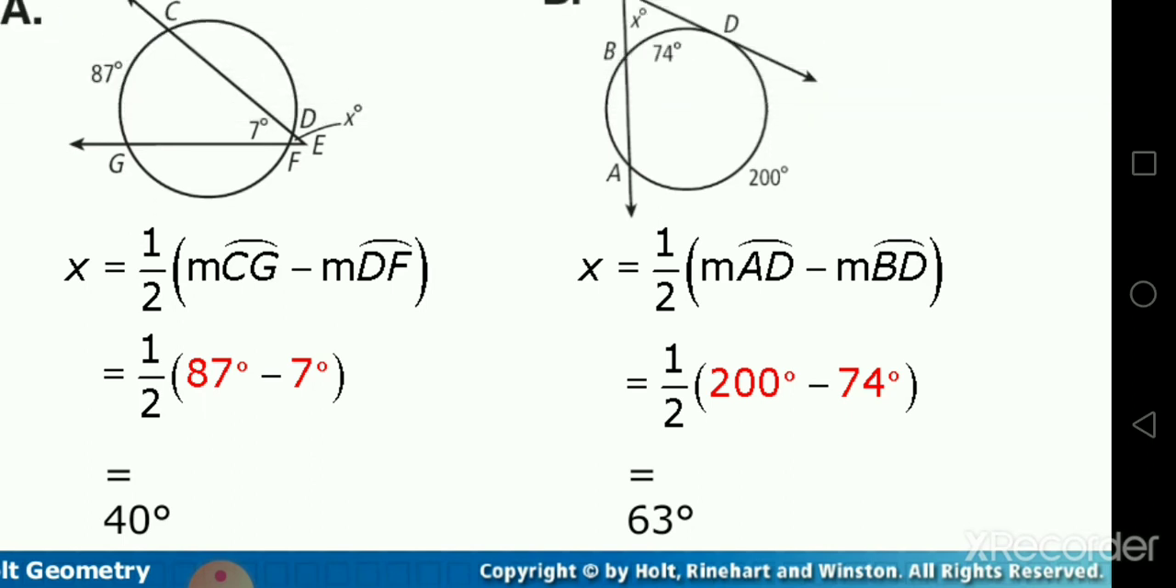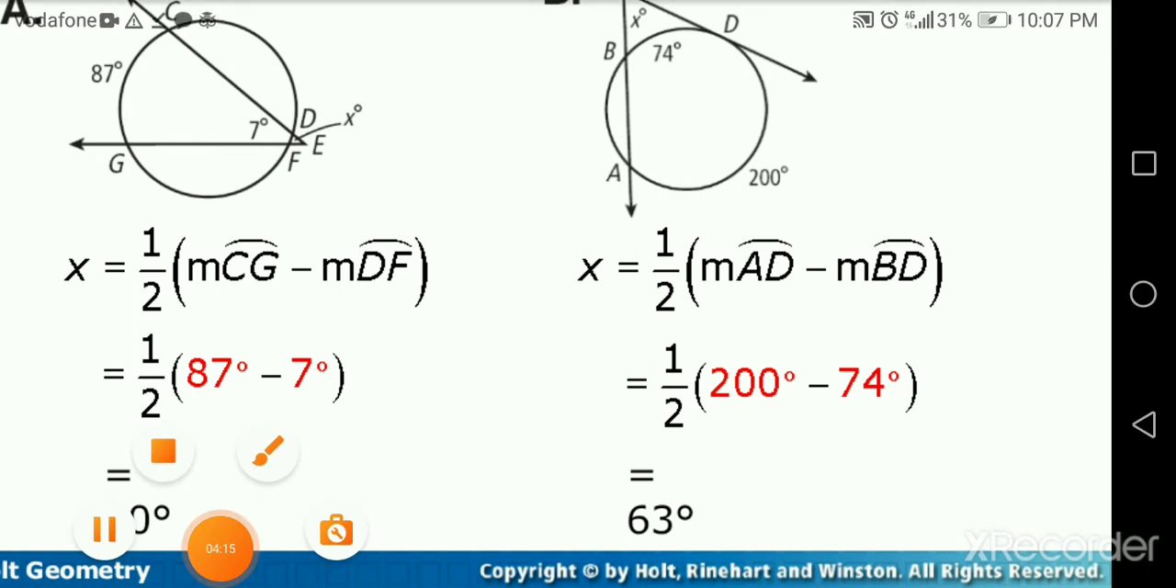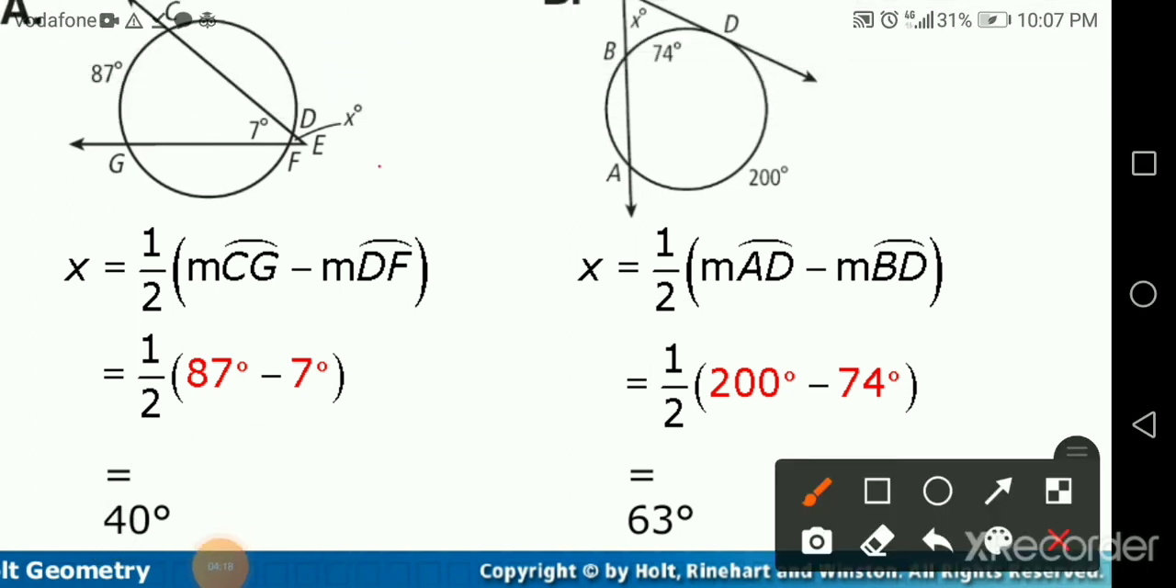Let's have an example here. He asks me to find the measure of angle X. The measure of angle X here is an exterior angle. I have two secants that intersect outside the circle. So this angle equals half the difference between arc GC and arc DF. So 87 minus 7 gives 80, half of it gives 40.